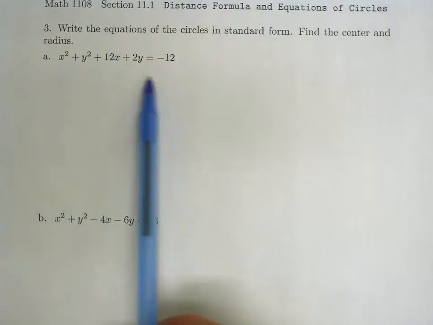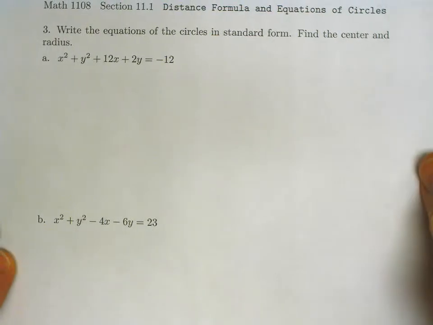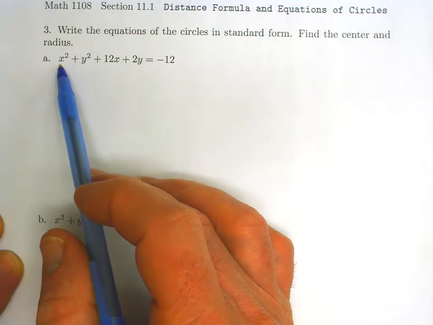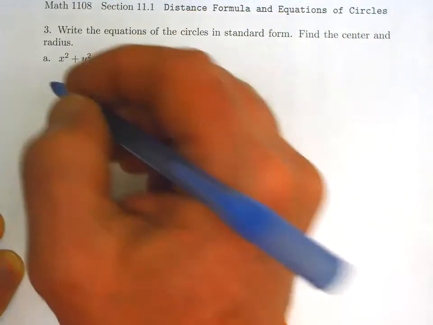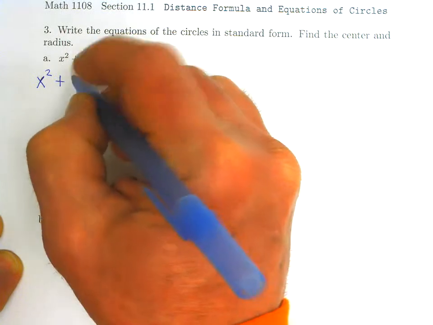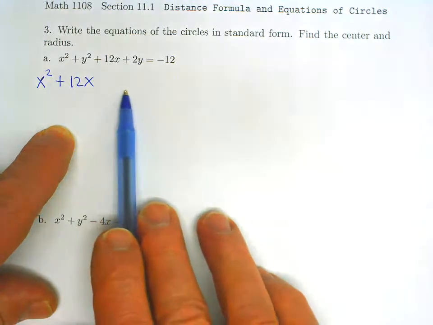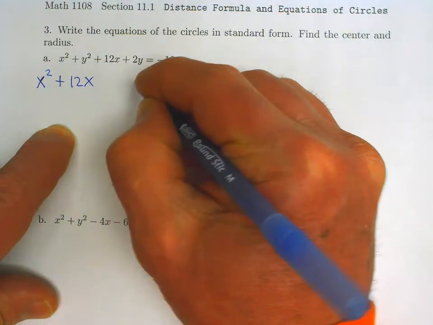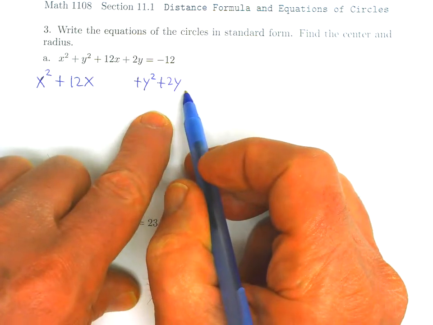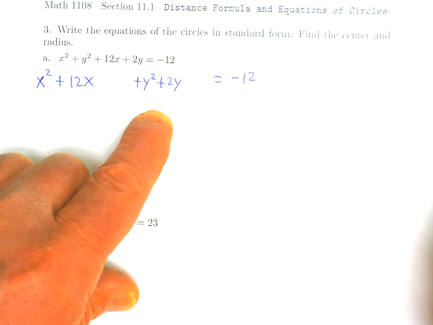Okay, this is an equation of a circle, but it's not in standard form. So what we're going to do, notice there's an x squared term and a plus 12x term. So we're going to rearrange the terms so that the x squared is next to the plus 12x. And then I'm going to leave some space before I write the plus y squared plus 2y. And then I'm going to leave some space before I put the equal sign. And on the right-hand side is negative 12.